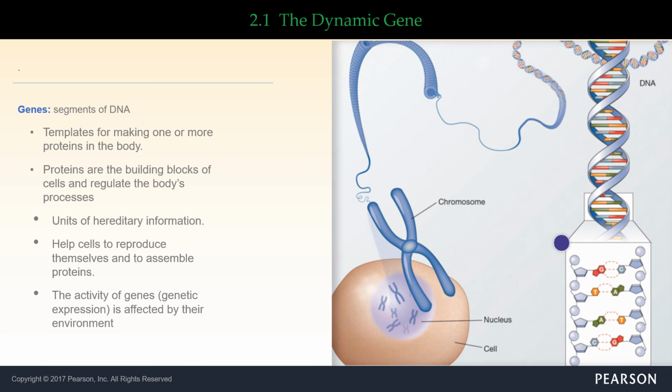Genes are units of hereditary information. It helps the cells to reproduce themselves and to assemble proteins. And the activity of genes, genetic expression, is affected by their environment. And so you can see here, there's a chromosome. Actually we start with a cell at the bottom left in the picture. We go to the nucleus, we see the chromosome, and then we pull it apart, and on the right you can see the DNA in the spiral shape.